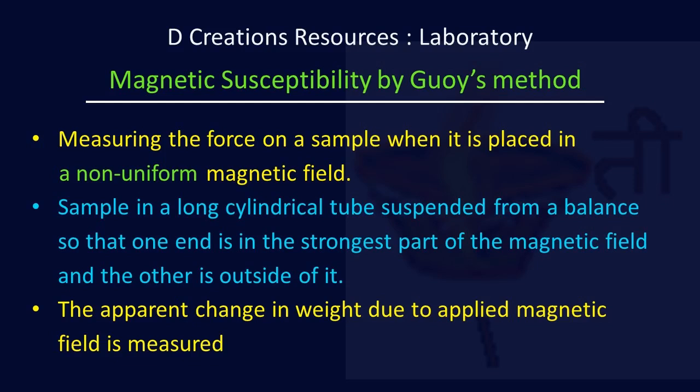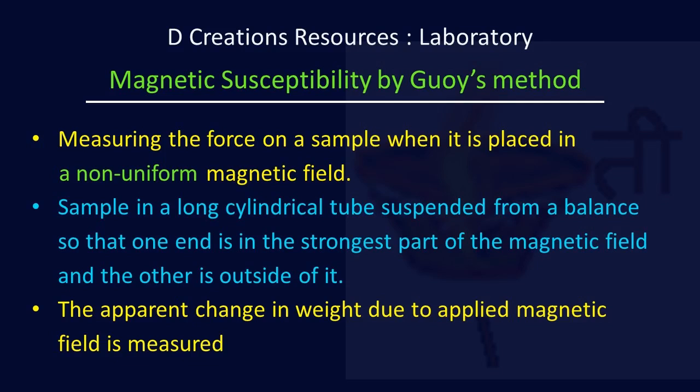Today we are going to talk about an experiment called measurement of magnetic susceptibility by Gouy's method. This particular method works on a simple principle that a magnetic body experiences a force when placed in an inhomogeneous or non-uniform magnetic field. So in this experiment, it is very important to have a field gradient.